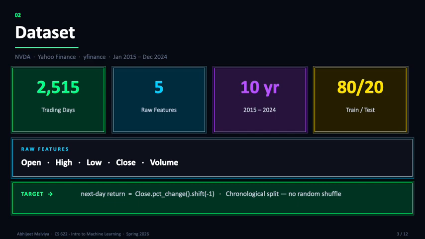For the training and testing splits, I use an 80-20 chronological split, meaning the model trains on 2015 through 2022 and tests on 2023 through 2024. Crucially, I did not shuffle the data, because that would introduce data leakage in a time series context.